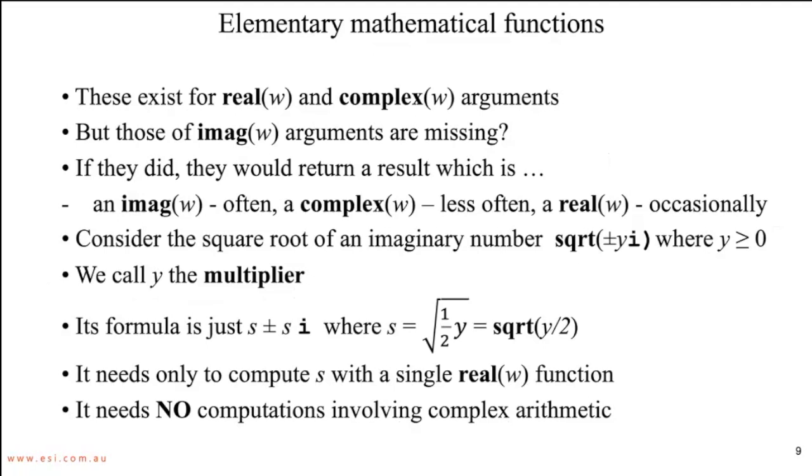Consider the square root of an imaginary number, the square root of plus or minus yi, where y is non-negative. We call y the multiplier. The result is just s plus or minus si, where s is equal to the square root of a half y. It is a complex number, but the only serious computation is a single real square root evaluation, and there is no complex arithmetic.